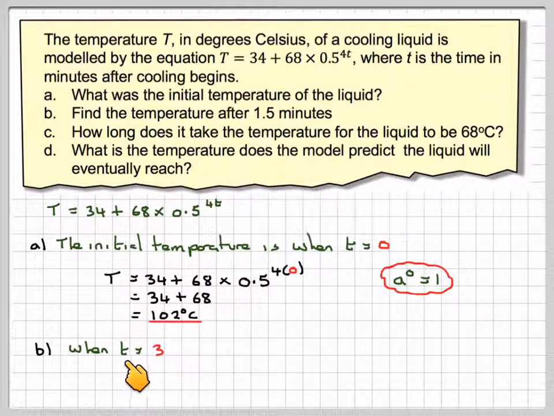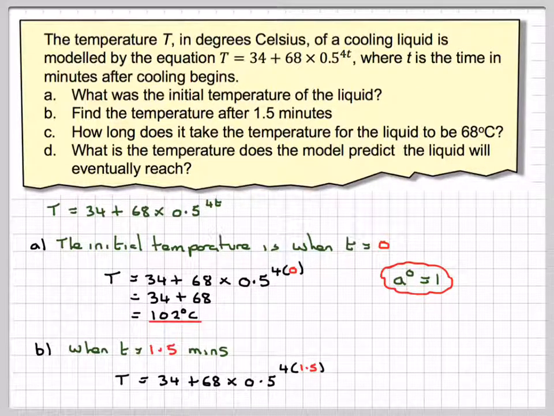B. When the time is equal to 1.5 minutes, then all we need to do is substitute 1.5 in instead of small t. So we've got 34 plus 68 times 0.5 to the 4 times 1.5. Now we just need to plug these numbers in on our calculator and get an answer correct to three significant figures of 35.1 degrees C.